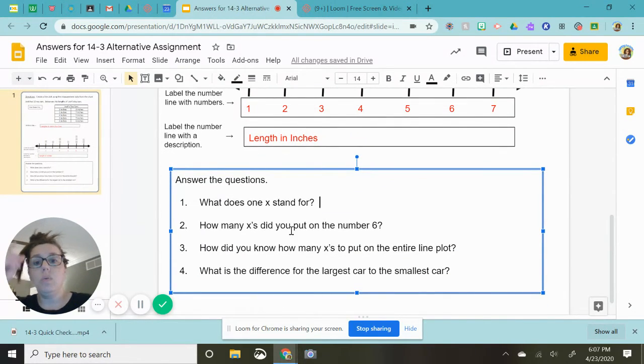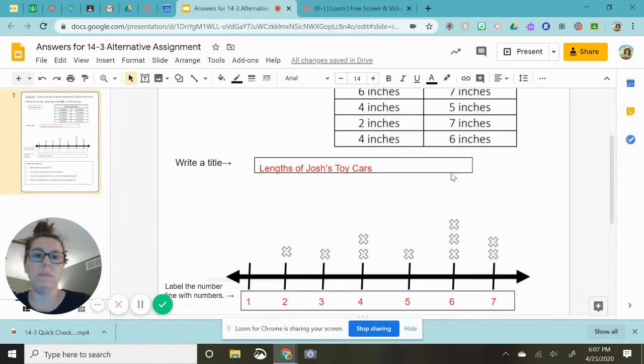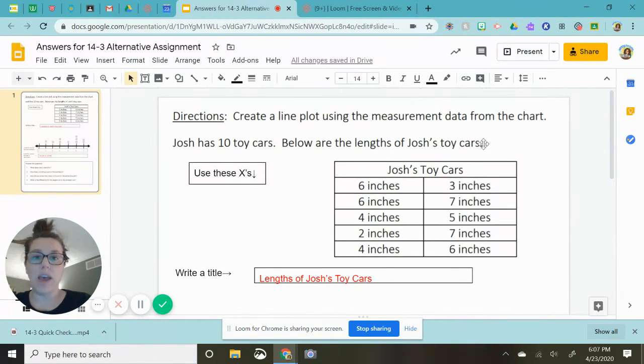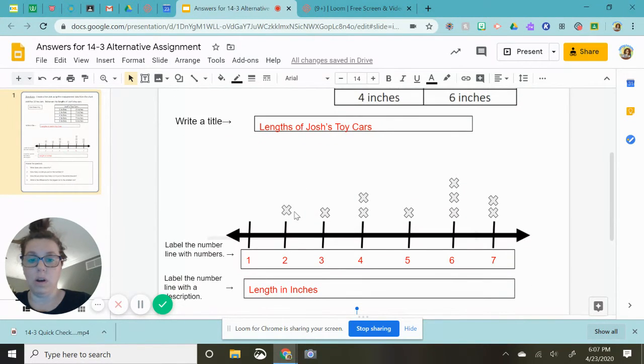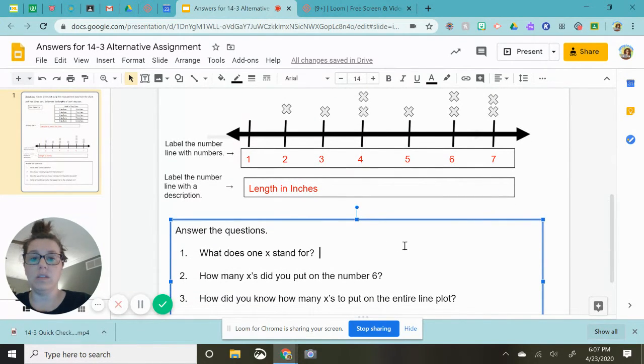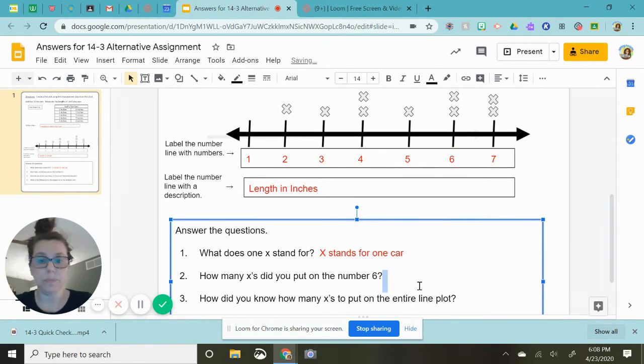All right, so let's answer these questions. What does 1 X stand for? So when I was putting these X's on here, what does that mean? Well, each X is a car. So one car was 2, one car was 3. So what does 1 X stand for? X stands for 1 car. Oh, that's a fancy answer. If you just put 1 car, you'll be fine as well.